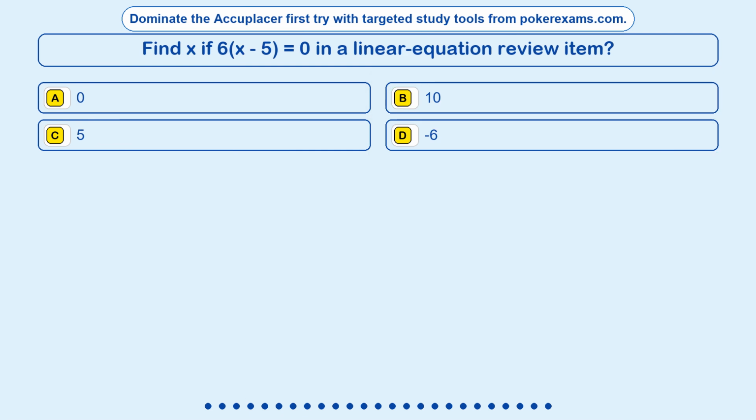Question 7. Find x if 6(x - 5) equals 0 in a linear equation review item. Option A, 0. Option B, 10. Option C, 5. Option D, -6.